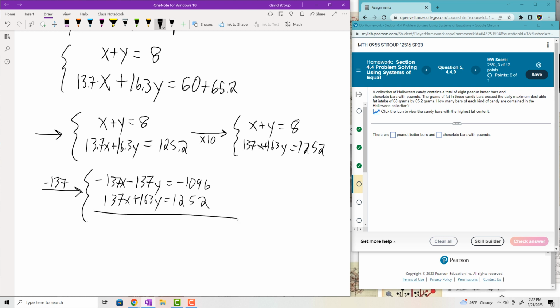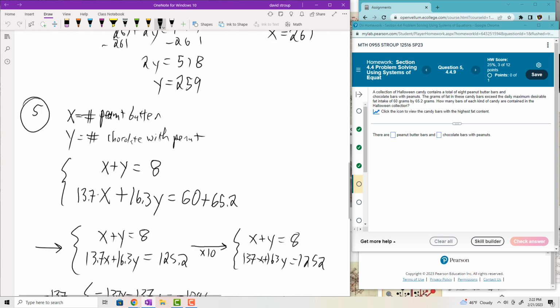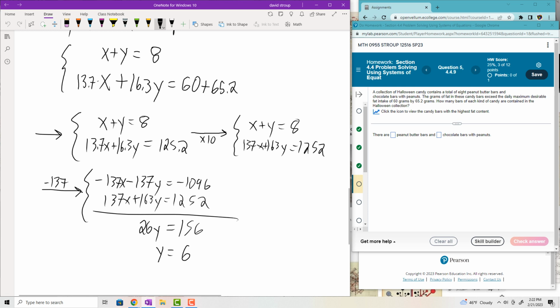163 minus 137 is going to give me 26y. And then 1252 minus 1096 is going to give me 156. Divide both sides by 26. And you're getting 6. So apparently you had 6 of the chocolate with peanut bars.